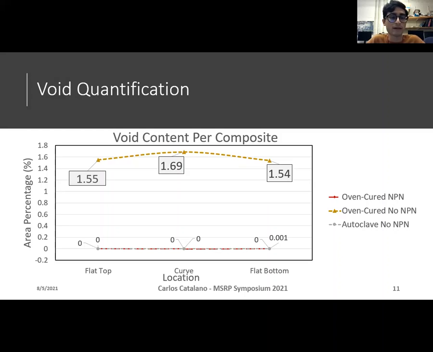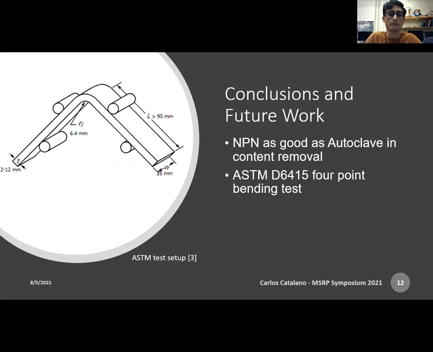Here we have the void quantifications, since there were over 2,000 projections for each scan point. Here we have the results calculated, and as we expected, no voids or no significant amount of voids on the autoclave or the NPN, but yes, a high percentage of voids in the 3 scan points of the no NPN oven cured. And an interesting note is that it was higher on the curved than in the flat sides. So that gives us that NPN is effectively as good as autoclave in void content removal.